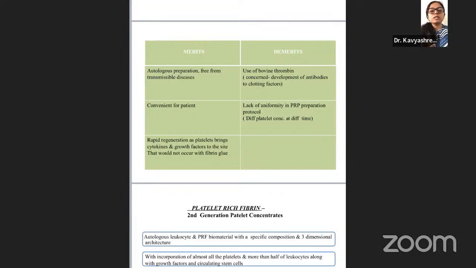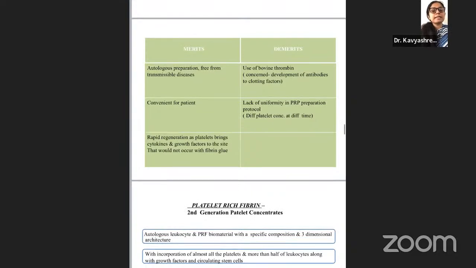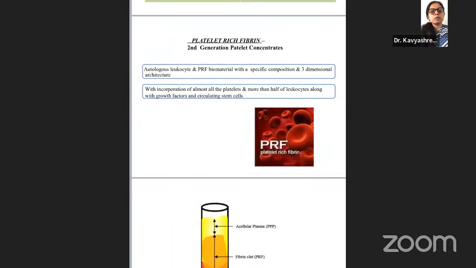The most important demerit of the usage of PRPs is the use of bovine thrombin. The disadvantage is that it can develop antibodies to the clotting factors, and it can be life-threatening for the patient. The second one is that it is in liquid form, which cannot be filled in the areas properly. And the third one is lack of uniformity in the PRP preparation protocol, because different platelet concentrates need different times. So we need different times to concentrate the different types of platelets.